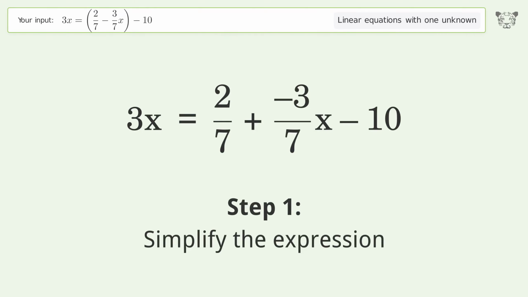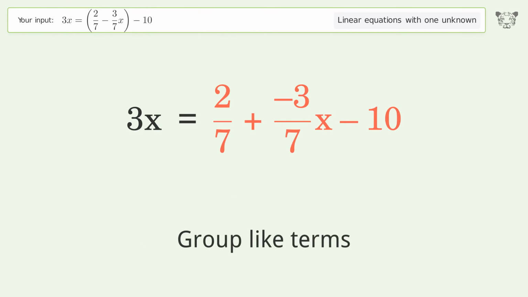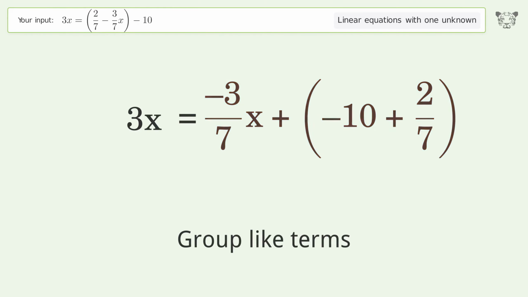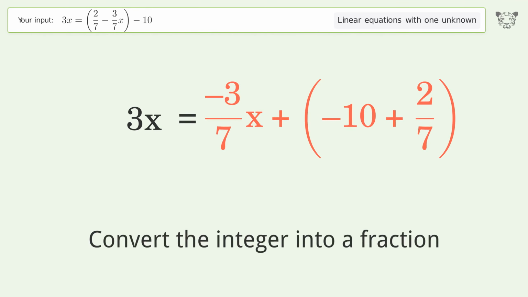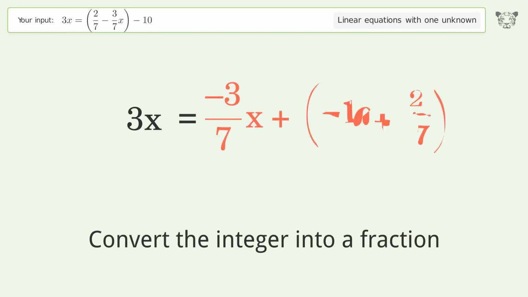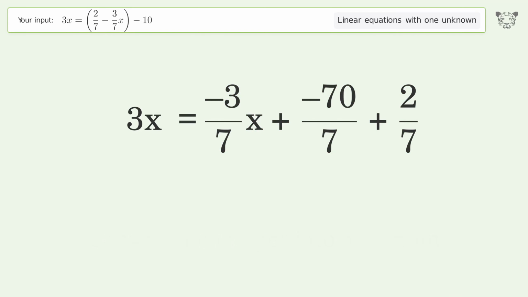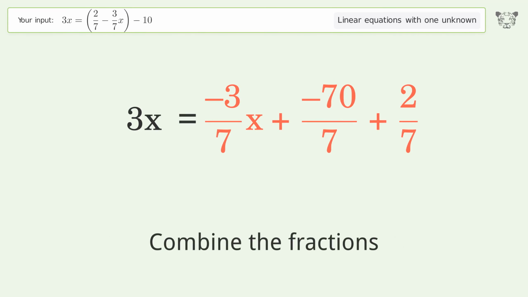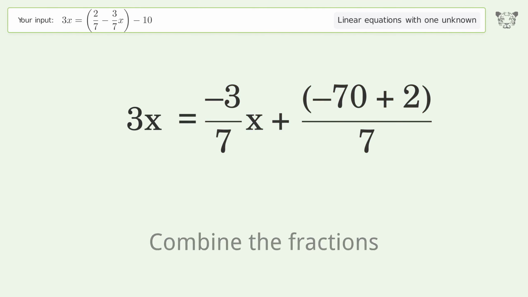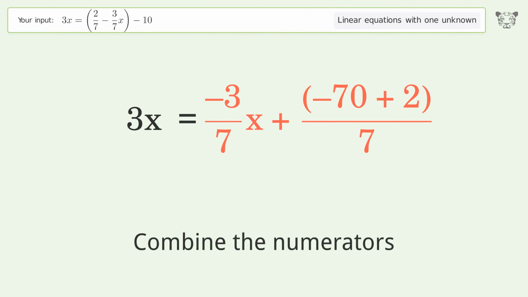Simplify the expression. Group like terms. Convert the integer into a fraction. Combine the fractions. Combine the numerators.